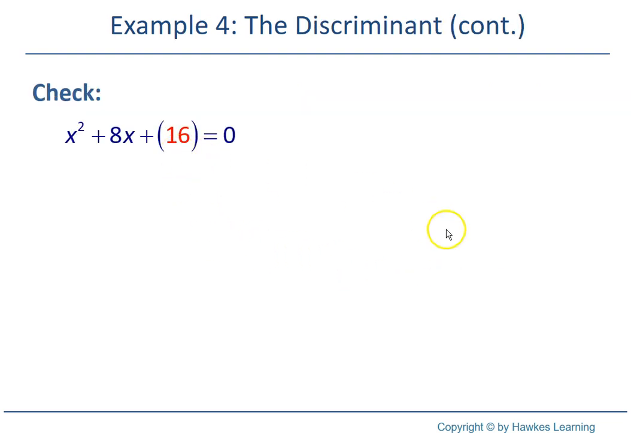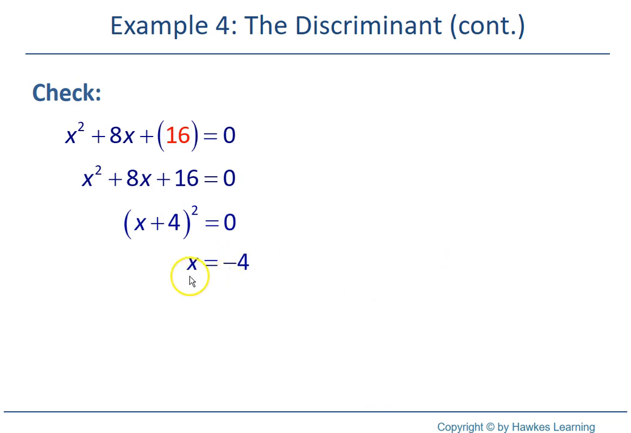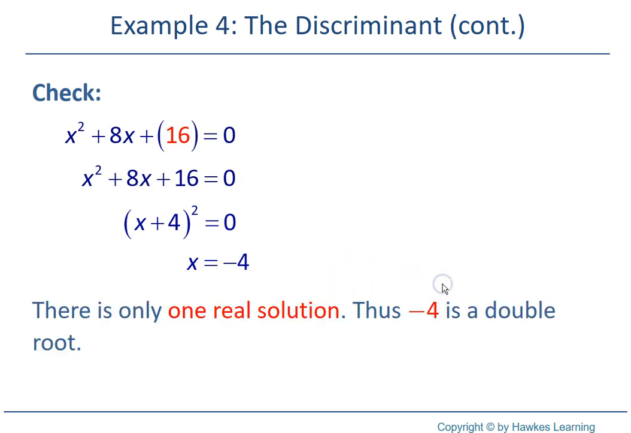And if we put 16 in there, this is a perfect square trinomial that if we factor it, we get x equals -4. But there's only one solution. Thus, -4 is a double root.